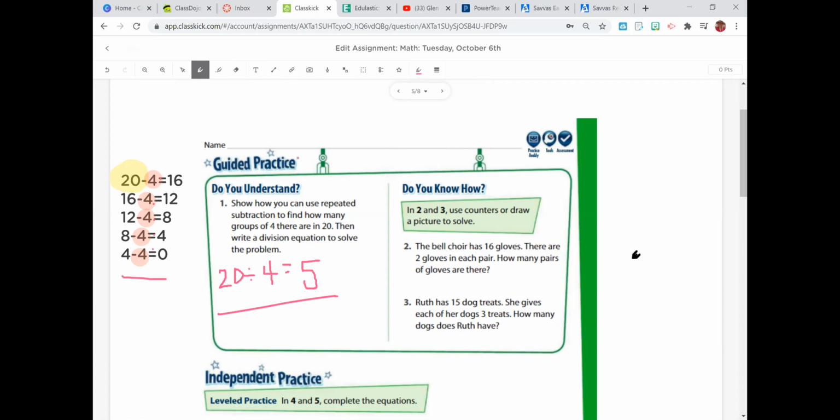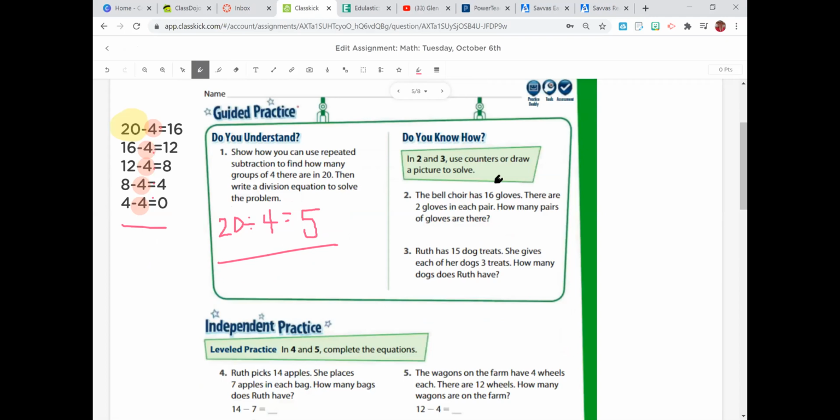Let's try a word problem using division. Number 2. The bell choir has 16 gloves. So bell choirs use special bells, and they normally play around Christmas time, and they have special gloves that they use. There are 2 gloves in each pair. They need one for each hand. How many pairs of gloves are there? How many people would get the gloves?